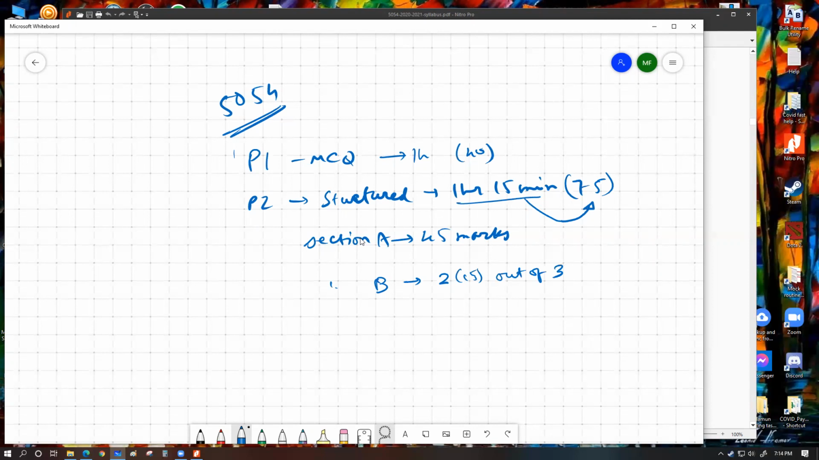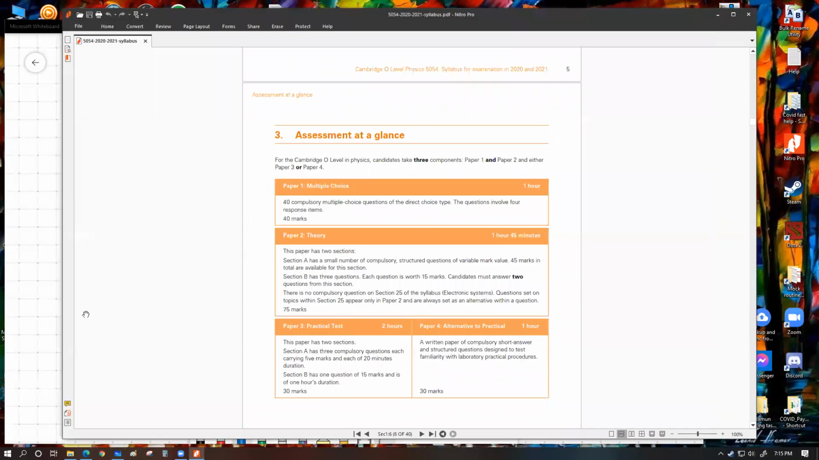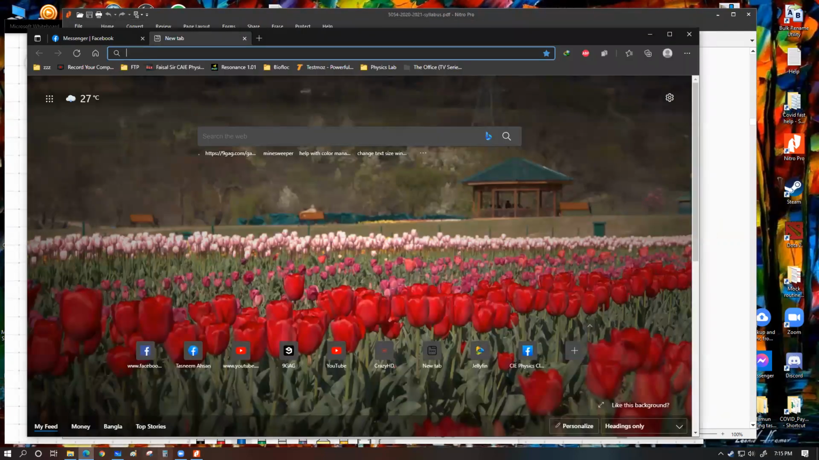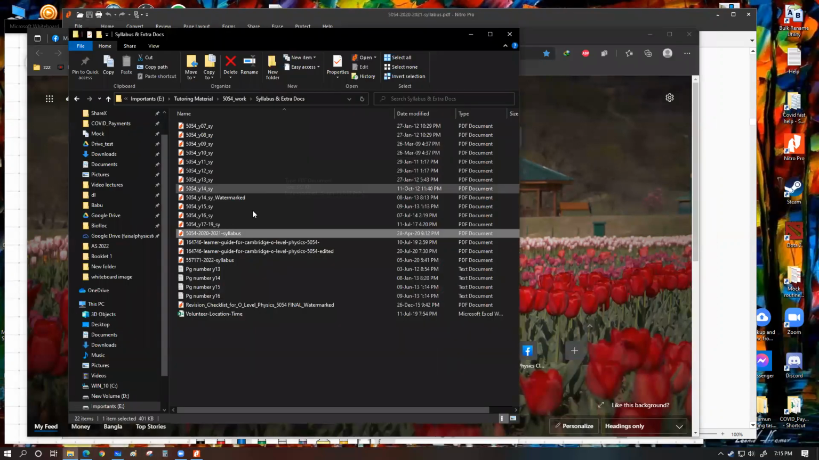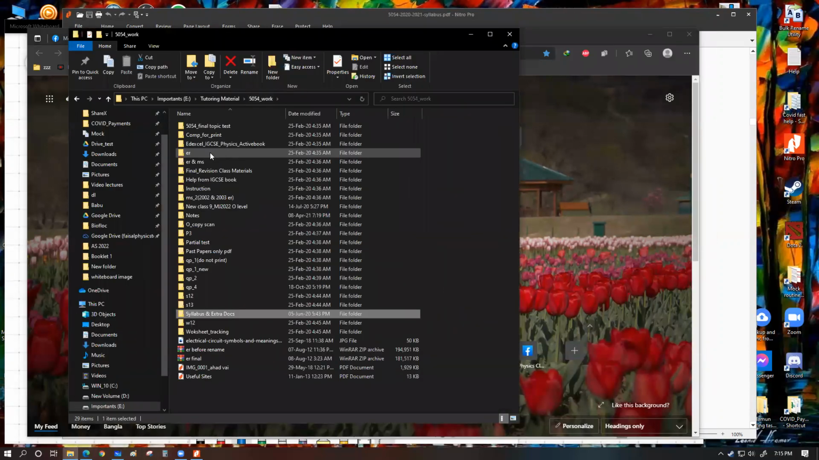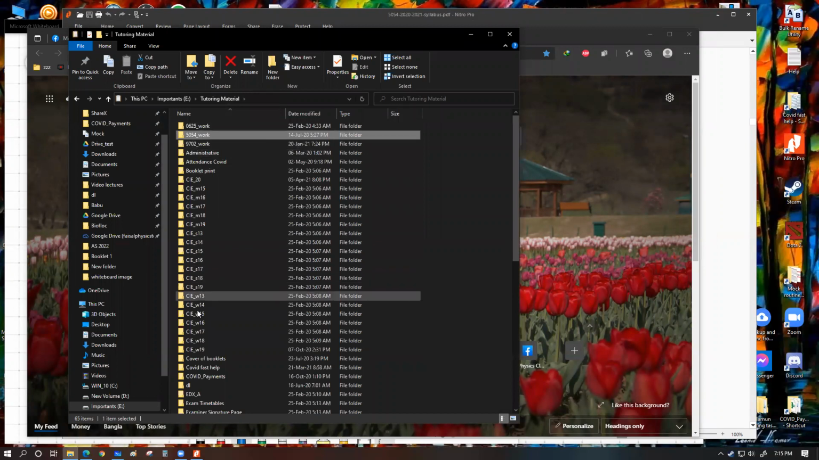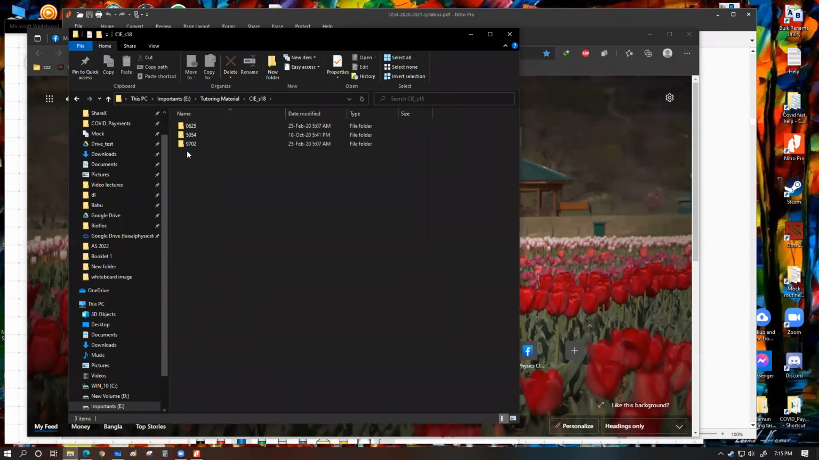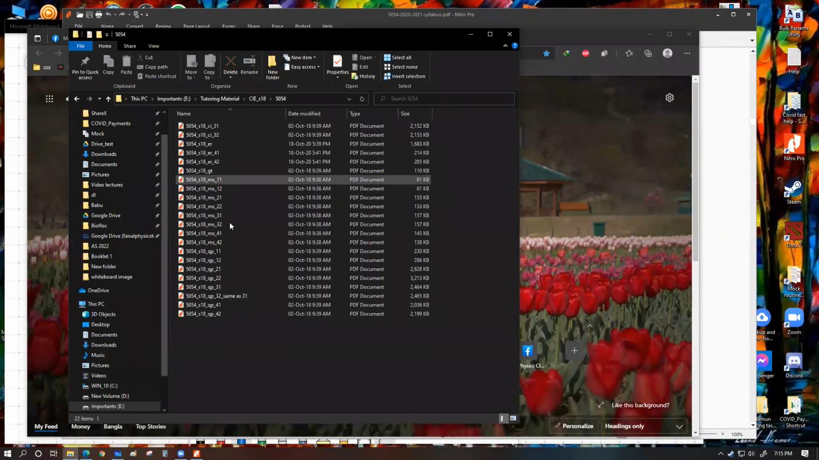The way I usually recommend to approach this paper is, the moment you get your question paper in hand, first read all the 3 questions of section B. Let me just show you what I mean by reading the questions. Let's say we choose one of the recent years' papers, 5054, paper 2.